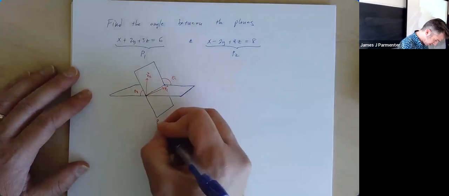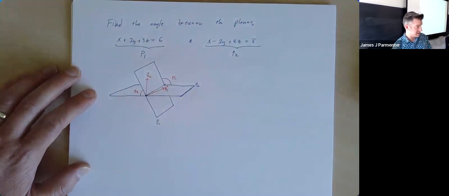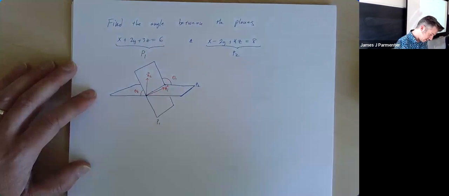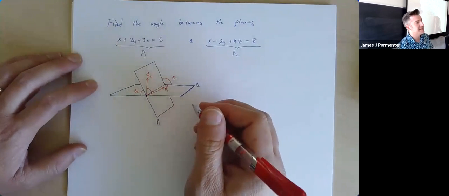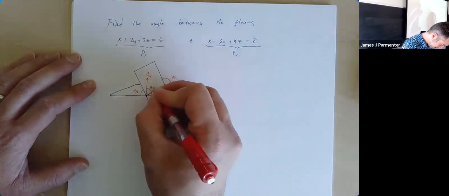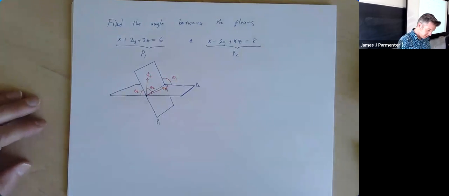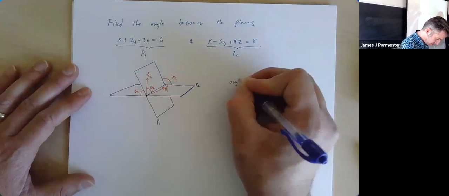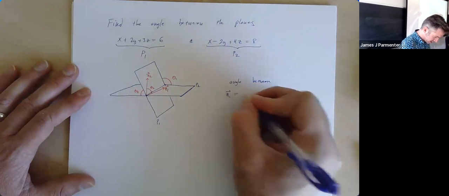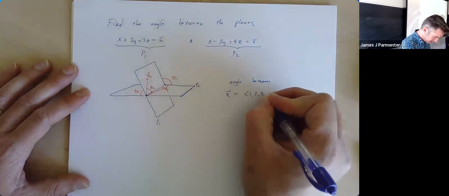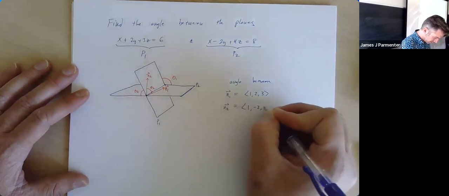So here's plane 1, here's plane 2. And then the angle between those vectors is exactly the same as the angle between the planes. So this angle here is the same as theta 2. So it's actually really not terrible at all. We just want to find the angle between N1, which is the vector 1, 2, 3, and N2, which is the vector 1, -2, 4.